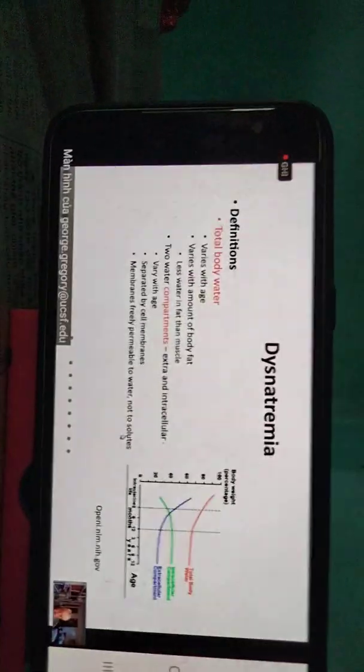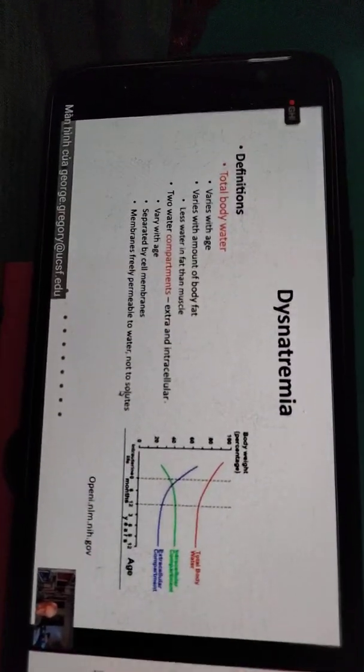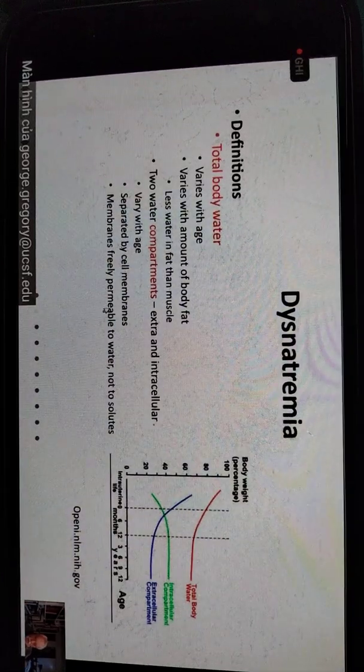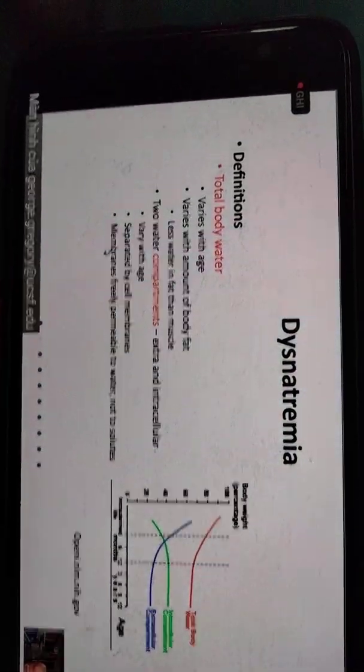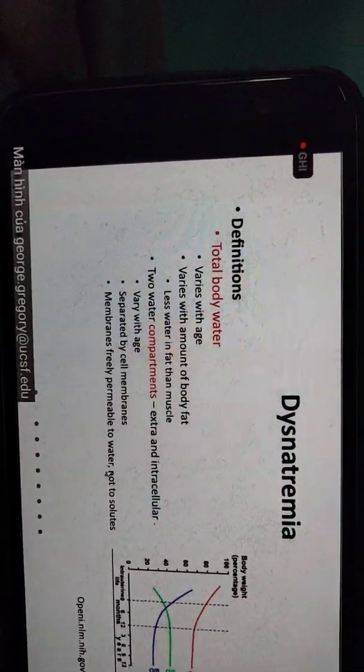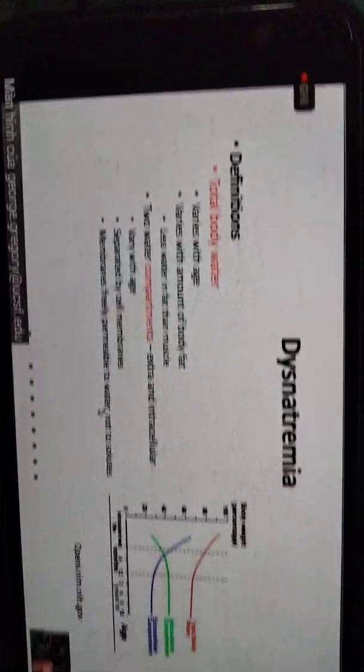Calcium and other things do not pass easily through that. So we maintain osmolarity between the intracellular and extracellular compartments quite easily.